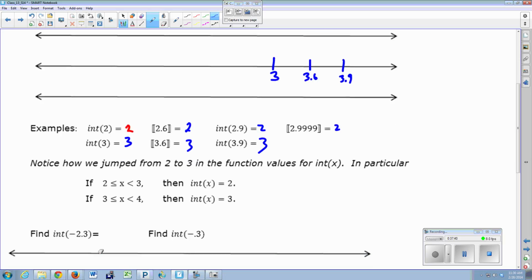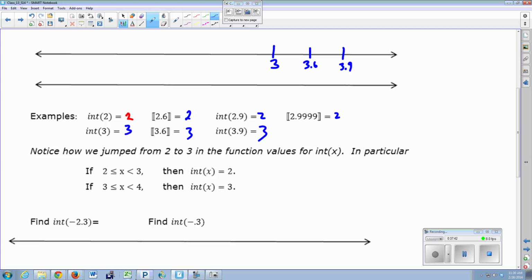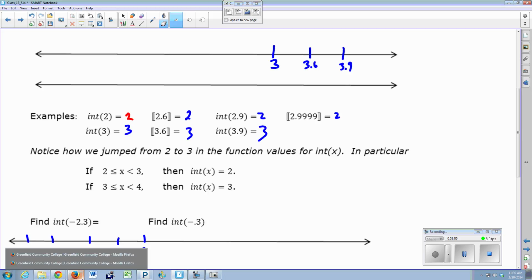Okay, so let's try this one. What is the greatest integer less than or equal to negative 2.3? When you're on the negative side, it really helps to have the number line. So let's throw in our number line here. Okay, so let's put in negative 2.3. Oops, I didn't even write that right. This always happens when I hurry. So don't hurry on tests. Negative 3, negative 4. Okay, so let's put in negative 2.3. We'll just say there's negative 2.3.